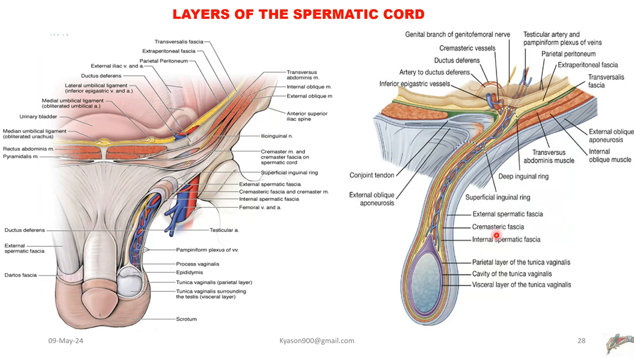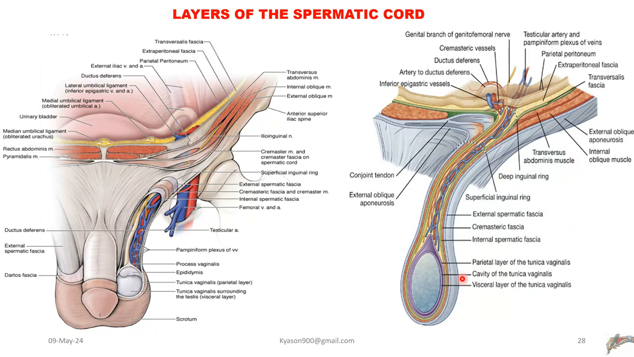Then you can see, deep to the internal spermatic fascia, our tunica vaginalis. This was the distal portion of the processus vaginalis that remained. And it's a double-layered sac. Just as you remember the pleura and the pericardium, they were double-layered sacs. This is also a double-layered sac. The inner layer is the visceral layer that is close to the testicle, and the outer layer is the parietal layer that is close to the layers of the scrotum.